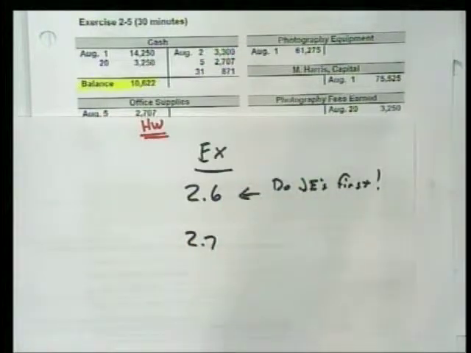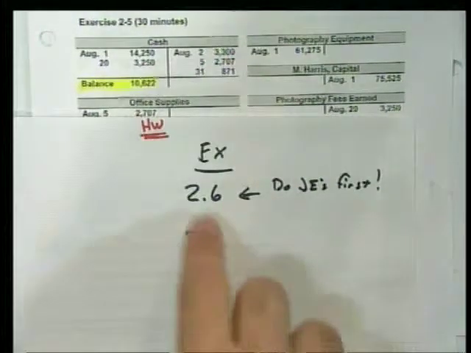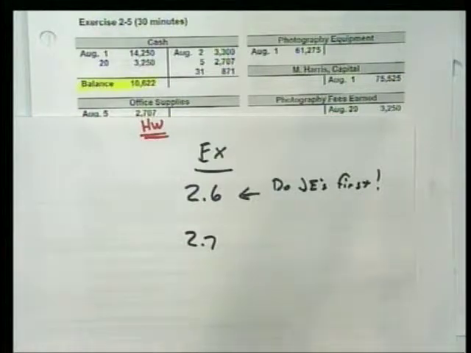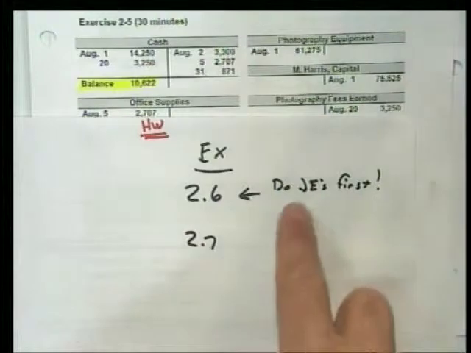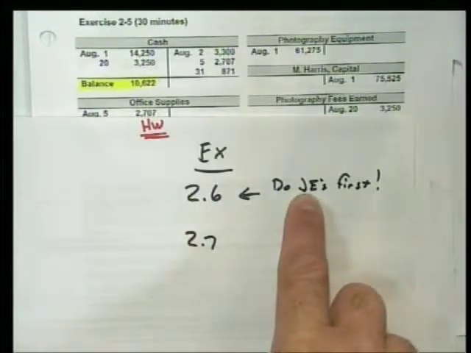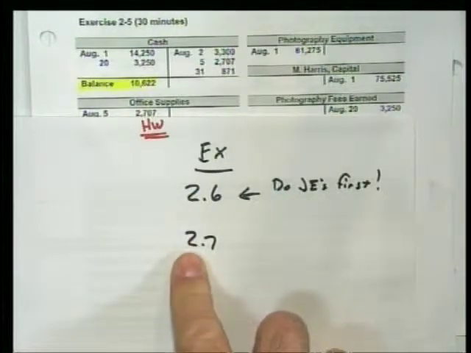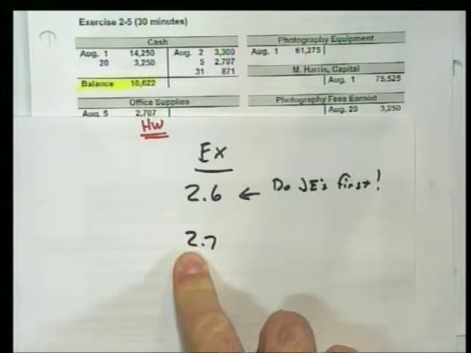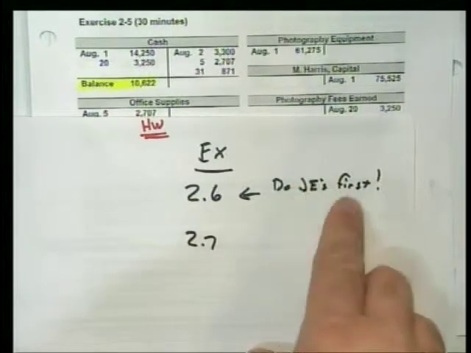Now listen carefully, folks at home and folks here. Exercise 2.6 is going to tell you to take these transactions and analyze them and take them straight to the T account without doing the journal entries. I want you to do the journal entries first. Then post the journal entries to the ledger. And then exercise 2.7 is to prepare a trial balance from those T accounts. Does this make sense?